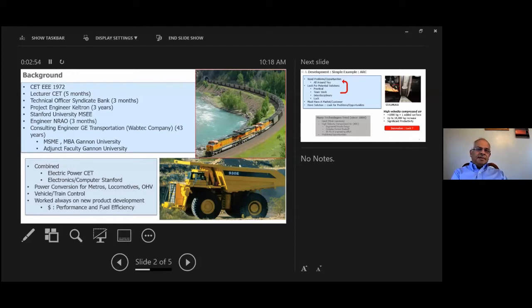Million-ton operation. So I combined the education from CET I got in power and control, and the control and computer information I got from Stanford, and used the power conversion methods and techniques for metros, locomotives, off-highway vehicles, and to control the whole train. And my objective has always been performance and fuel efficiency.